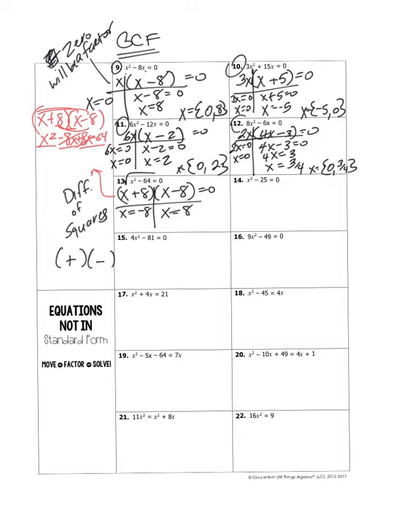Oops, let me go back to my other color. The square root of 25 is 5. So x plus 5, x minus 5 equals 0. Set each one equal to 0. And I realize I skipped this step in the last one. Sorry about that. But x equals negative 5 and x equals 5.